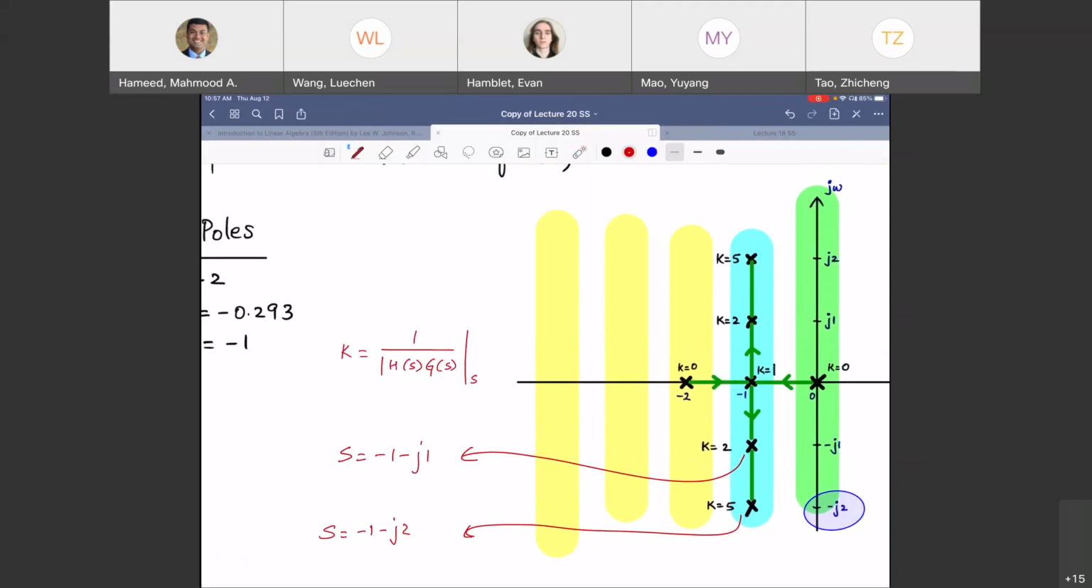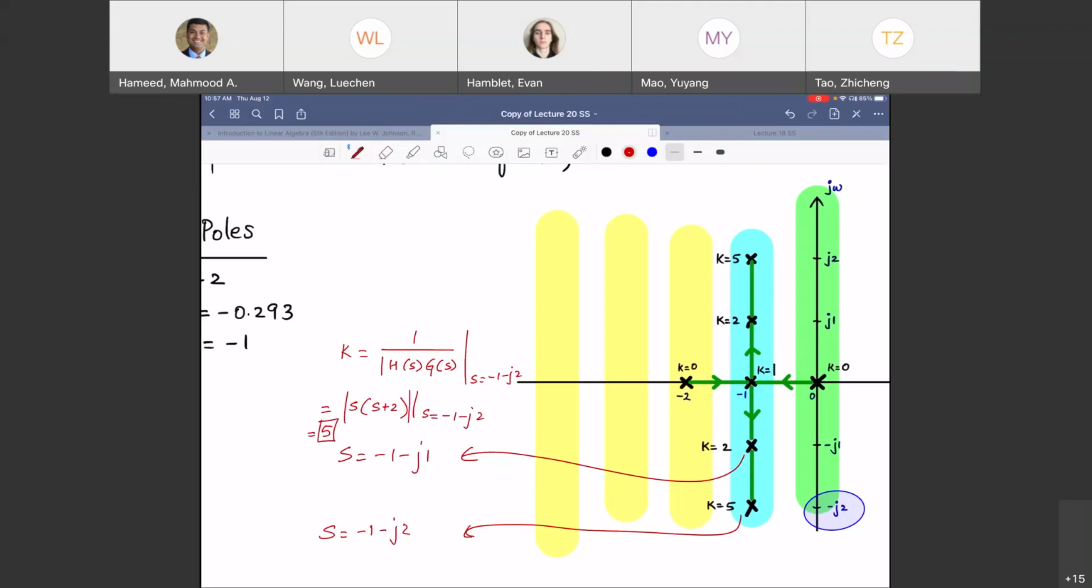Evaluate that for a particular s. So in our case, let us evaluate that for negative 1, negative j2. What is this? g of s is 1, so there's nothing there. You only have 1 divided by h of s, which is s times s plus 2. Evaluate that for s equals -1, -j2, and find the magnitude as well. Put the number in there, simplify, find the magnitude, you will see that it will come out to be 5. Right? So for any point in the root locus in the S-plane, you will be able to find what is the value of k there.